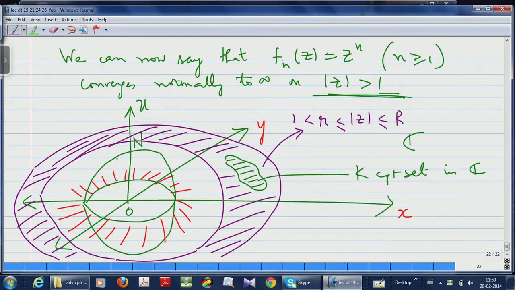And well, what is its image going to be on the Riemann sphere under the stereographic projection? I'm going to get something like this here. This is what I'll get. I'll get a curved annular region centered at the north pole. All right. And now you see.